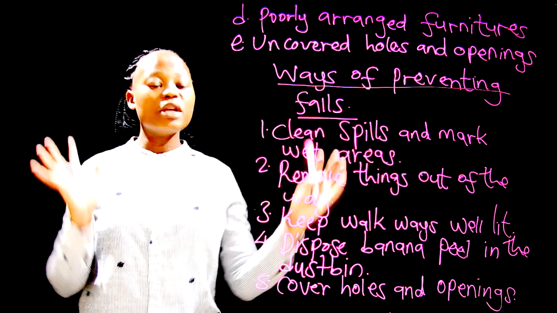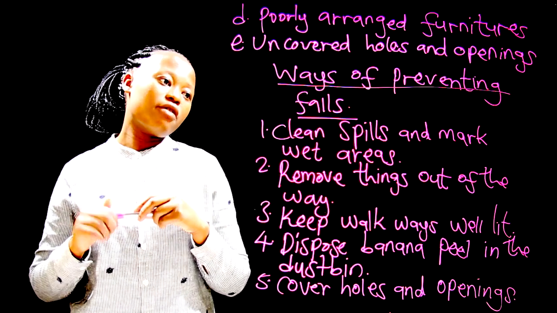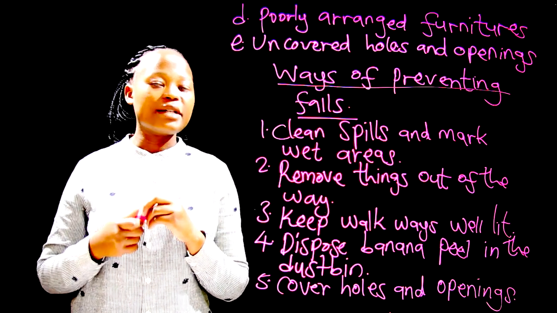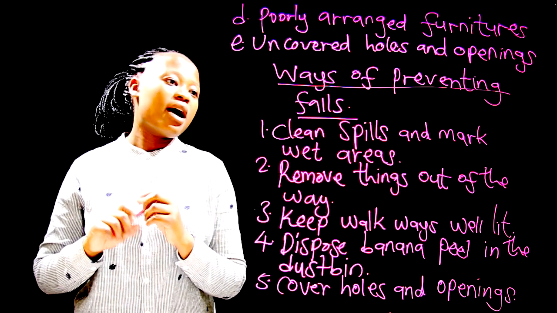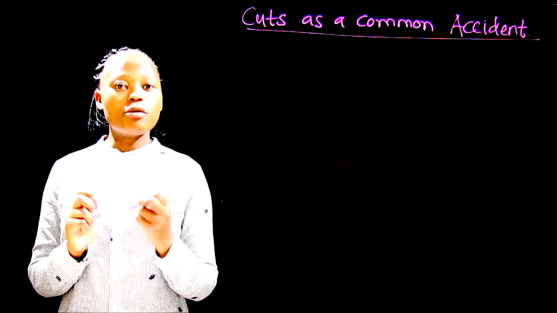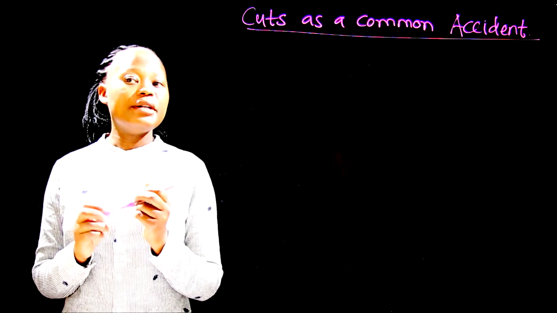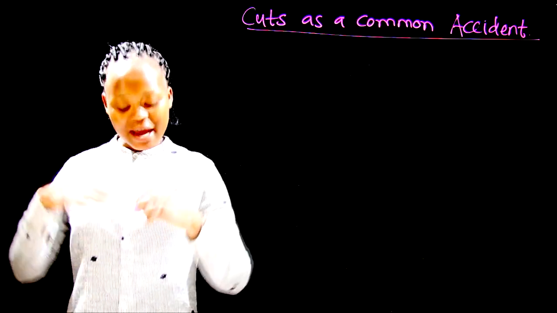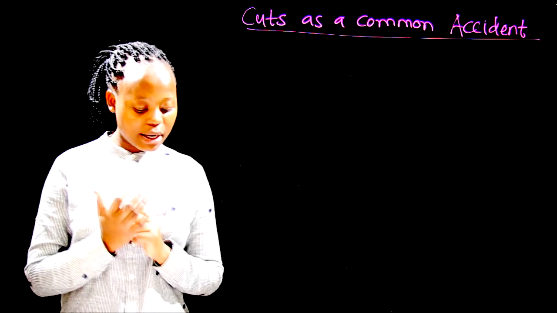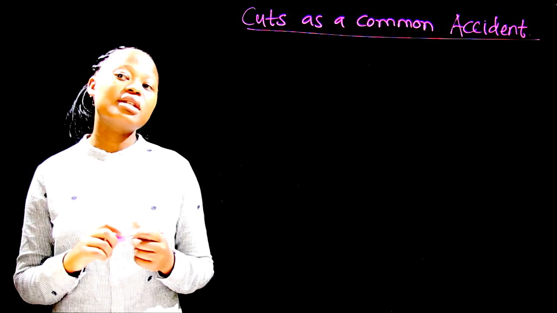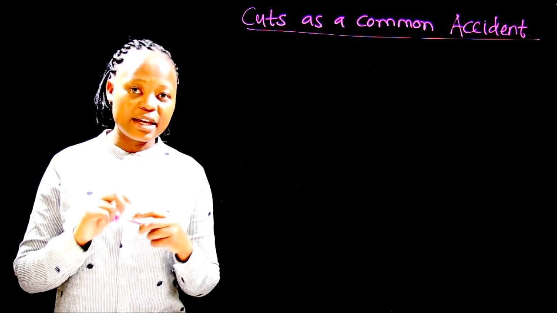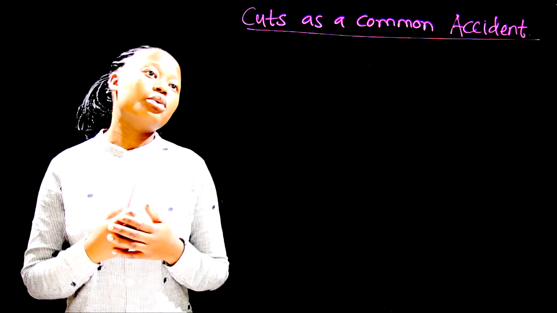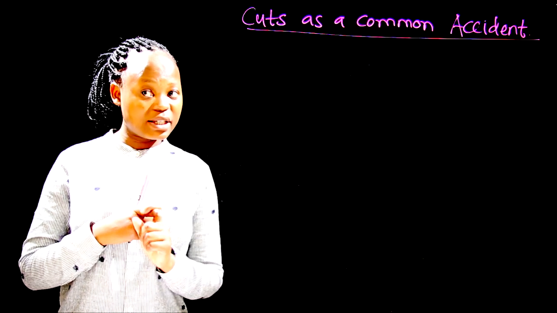Now learners, those are the ways in which we can prevent ourselves from falling. In our next lesson, I want us to look at cuts as a common accident. Another common accident that can occur at home is a cut. And what is a cut? A cut is a break or an opening in the skin. It usually happens when you accidentally cut yourself.